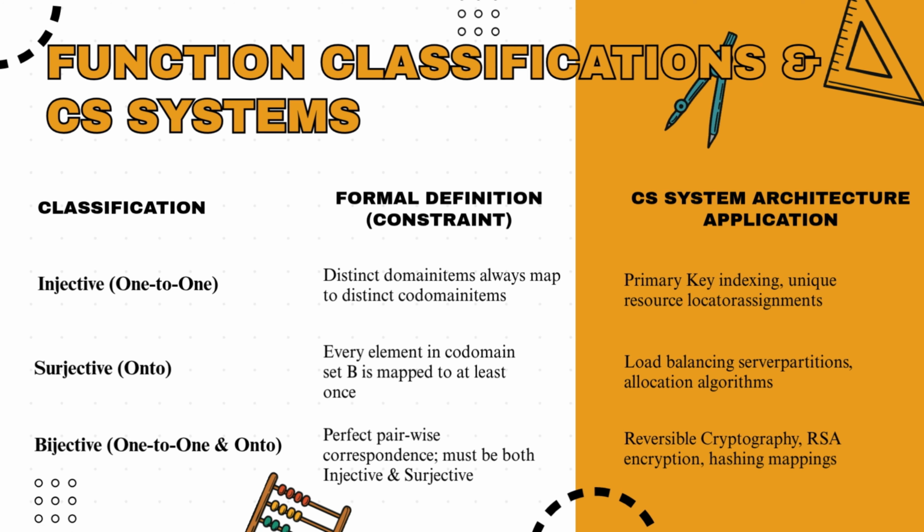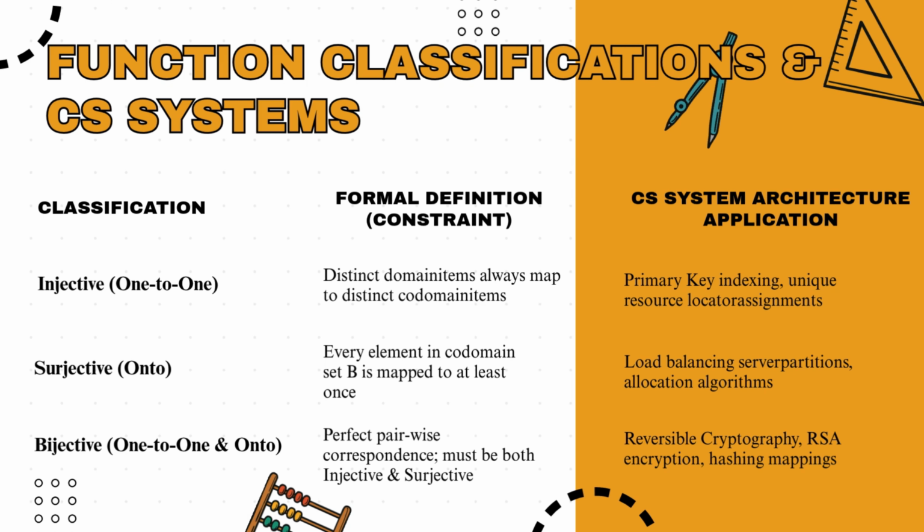Second, we have surjective, or onto functions, where every element in the codomain set B must be mapped to at least once. This is extremely useful in server load balancing, partitioning, and hardware allocation algorithms to ensure no resource is left idle. Finally, a bijective function is both injective and surjective. This creates a perfect one-to-one pairwise correspondence. Because bijections are completely reversible, they form the mathematical heart of secure cryptography, such as RSA encryption schemas and reversible compression algorithms.